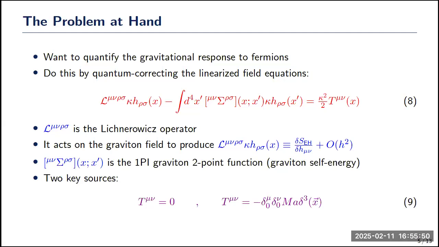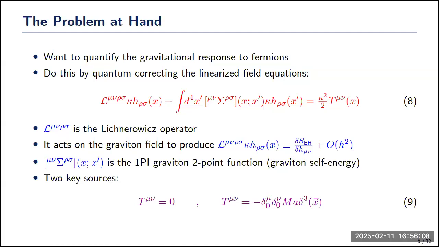So for all practical purposes, think of this as the Einstein tensor G_mu nu plus lambda little g_mu nu. Okay. The right-hand side is the usual expression of our stress energy in the problem, and the quantum corrections come in through this guy.